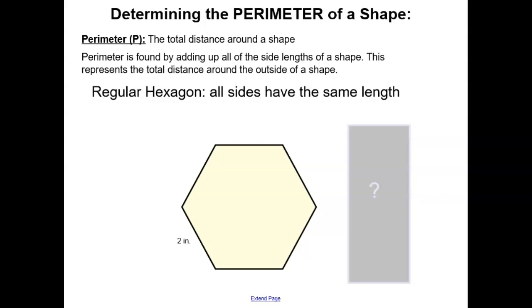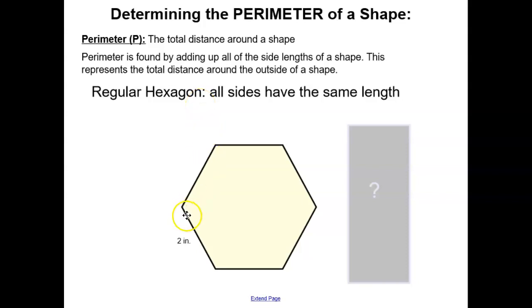Okay, so for this one, we have a regular hexagon. A hexagon is any shape with 6 sides. So I know that if this side length is 2, what would each side length remaining also be? Wonderful! Each would also be 2 because it's a regular hexagon. For regular hexagons, all sides have the same length.